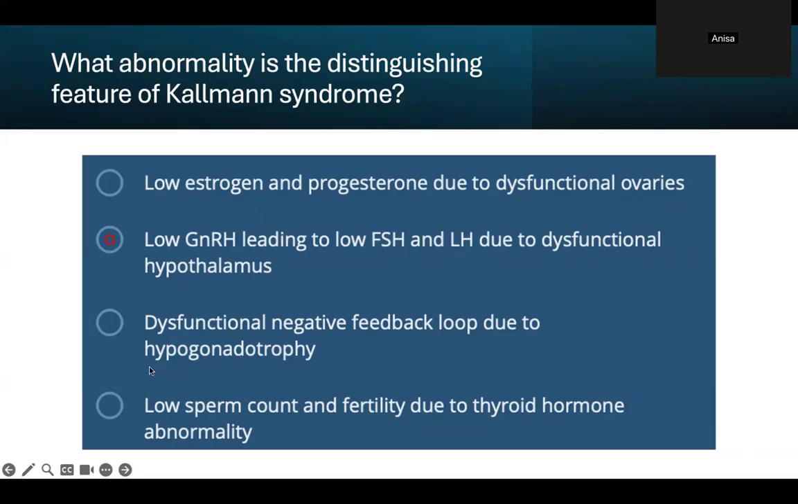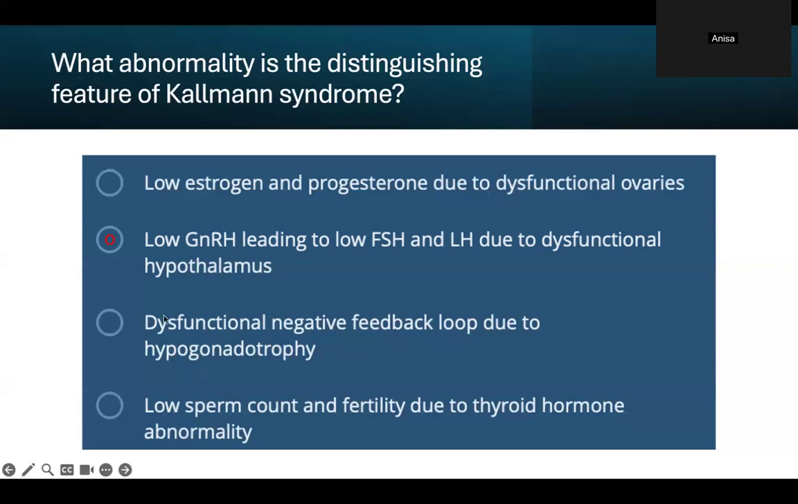Now, I just want to go over the other options super quick so you guys get an overview of everything. Low estrogen and progesterone due to dysfunctional ovaries is seen in Turner syndrome. And this one I kind of just put in there just to see if this would confuse you guys. Hypogonadotrophy is seen in Kallmann syndrome as well, but this is not the distinguishing feature.